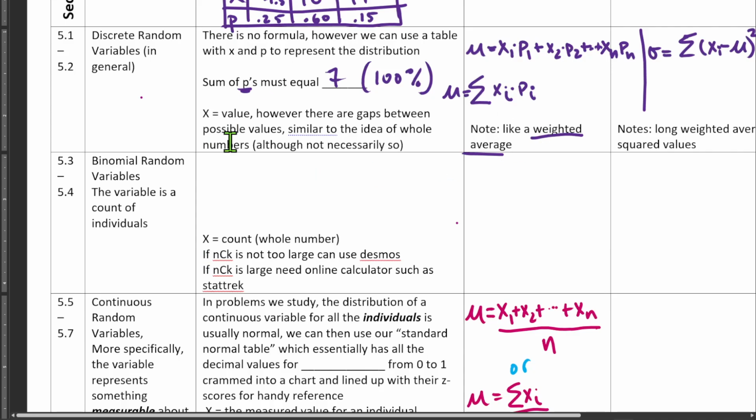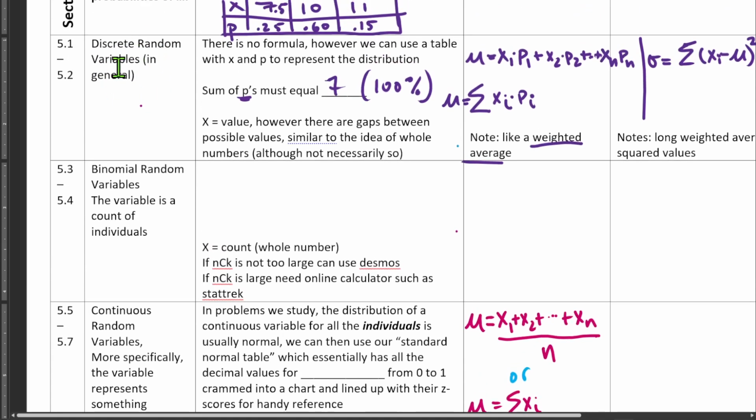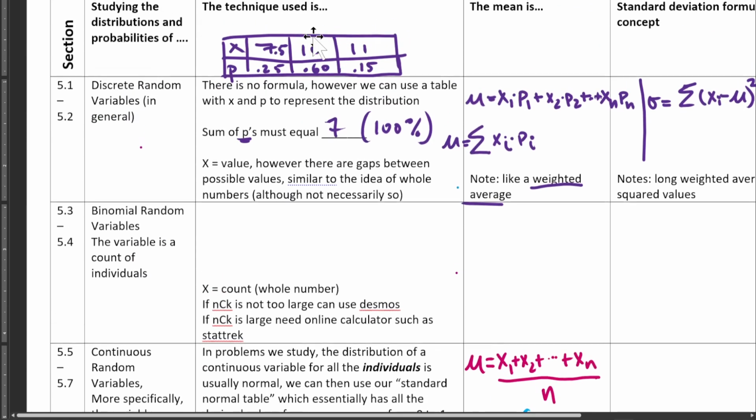That was the first 2 sections. Now, in the next 2 sections, 5.3 and 5.4, what's really going on? We have binomial random variables. That's basically a particular type of discrete random variable. And what you're really doing, hey, you could make a table, right? What would the table be?